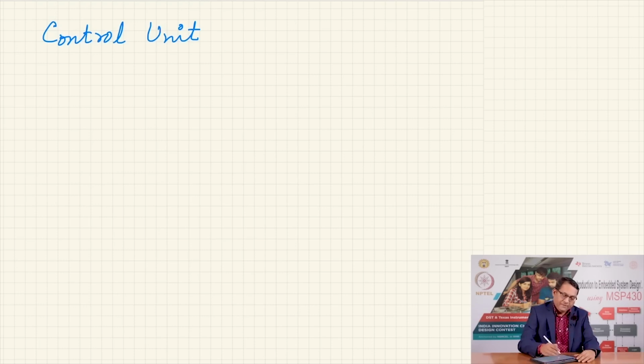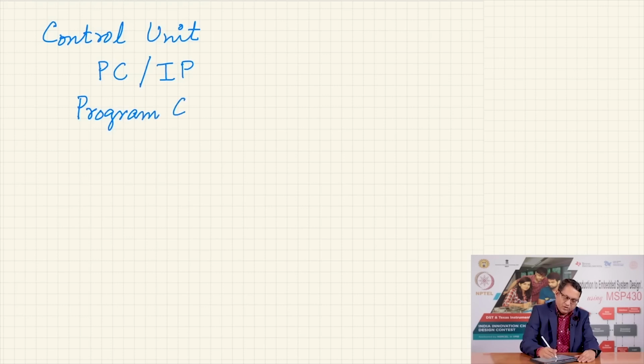Similarly, apart from the control unit, you have an important register in your microcontroller or microprocessor, which is the program counter, also sometimes called instruction pointer. So, let me write them here: program counter or instruction pointer.